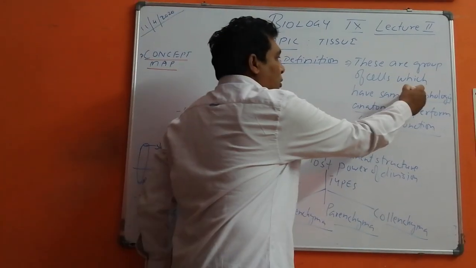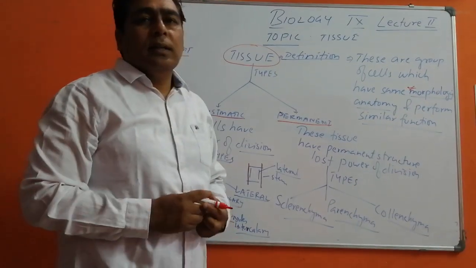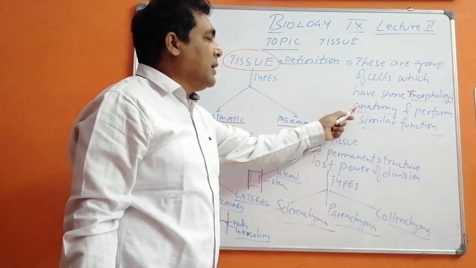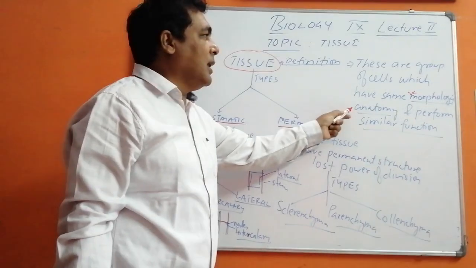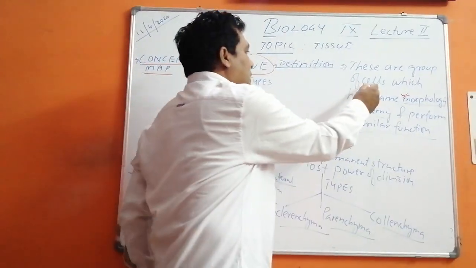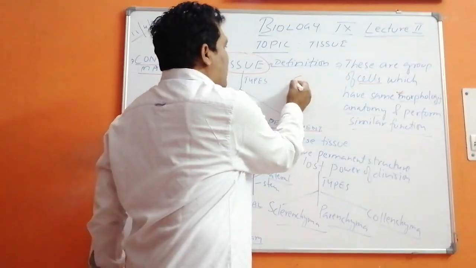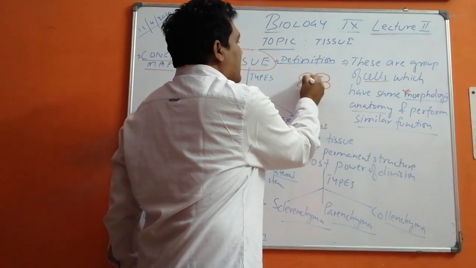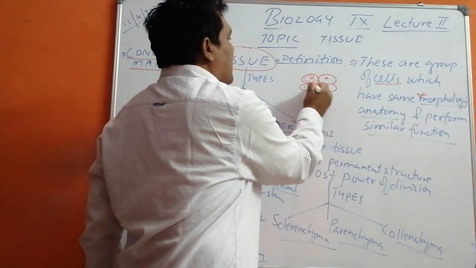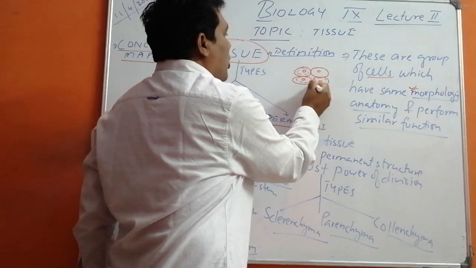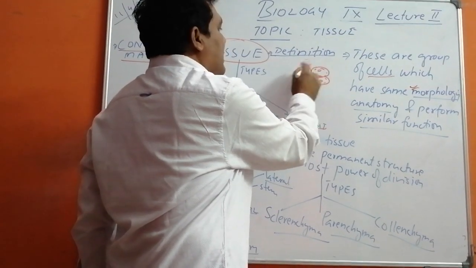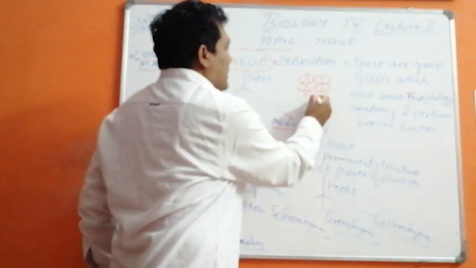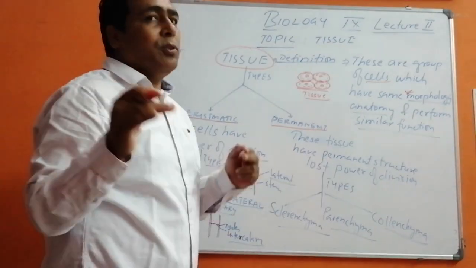Now what is morphology? Morphology means the external structure of the organisms. Anatomy is the internal structure of the organisms or the cell. Here in this case we are talking about the cells. When we talk about the tissue, we already talked about the onion. When we had cut open the onion, we saw the cells there. Now these all cells together make up the tissue. So tissue is a group of cells.